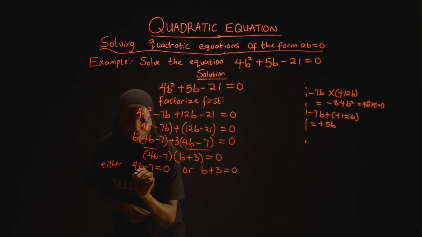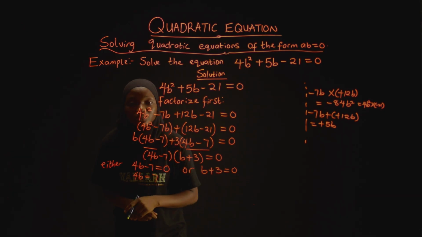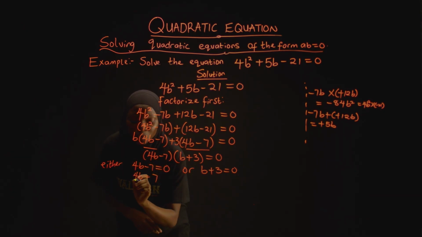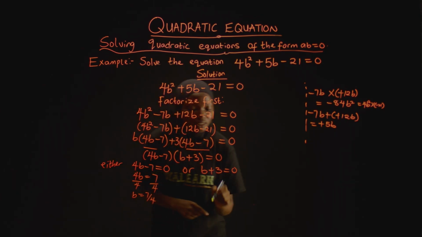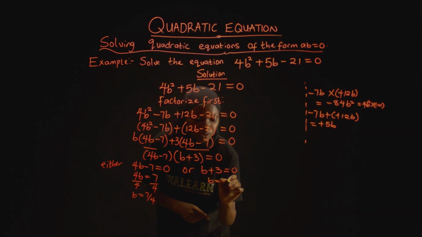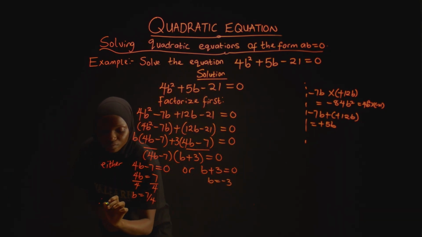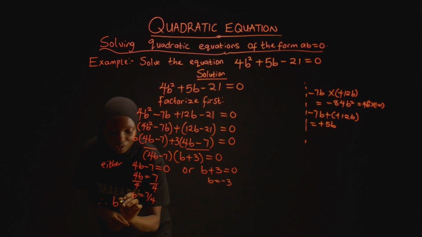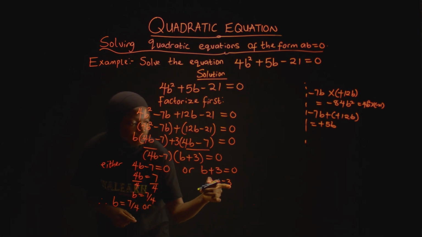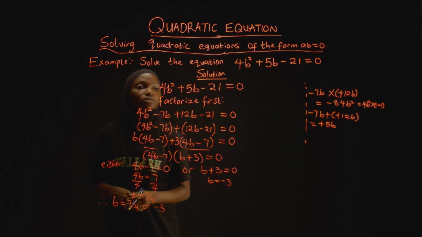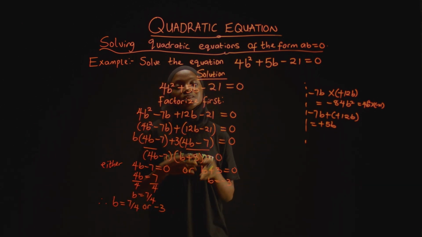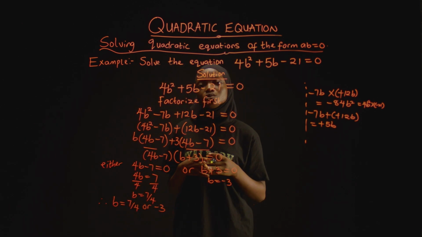At this side we have 4b equals, when this minus 7 comes to this side it becomes plus 7, which is the same as just writing 7. Then to find b, we divide both sides by 4. So b equals 7 over 4, while at this side b equals minus 3. So, therefore, the values of b are 7 over 4 or minus 3. And that's how to solve this kind of equation, which is a quadratic equation. Thank you.